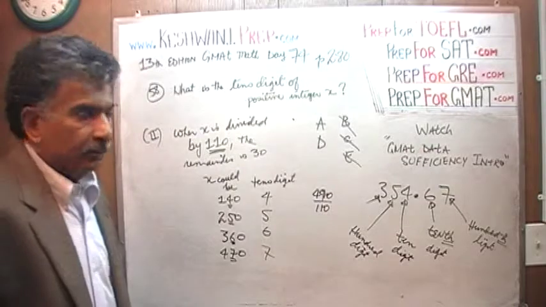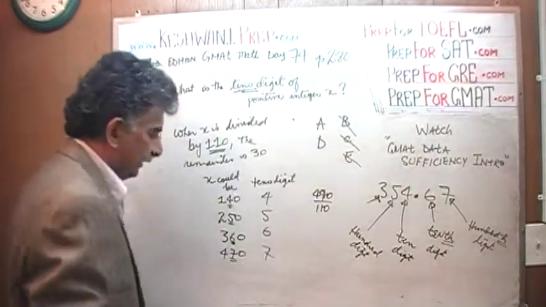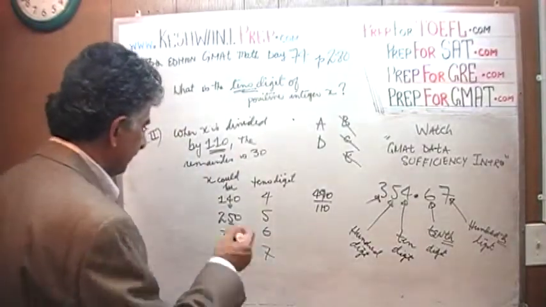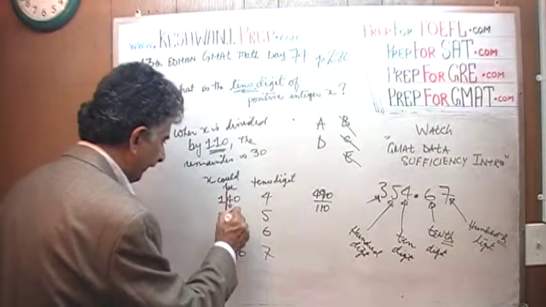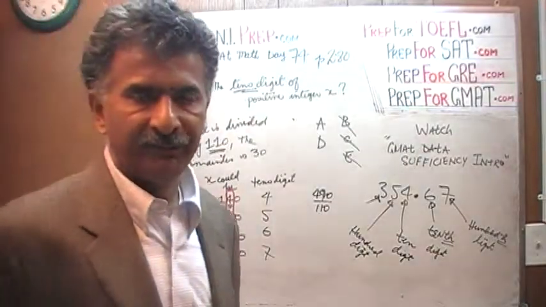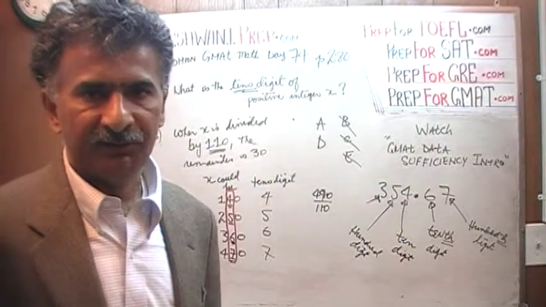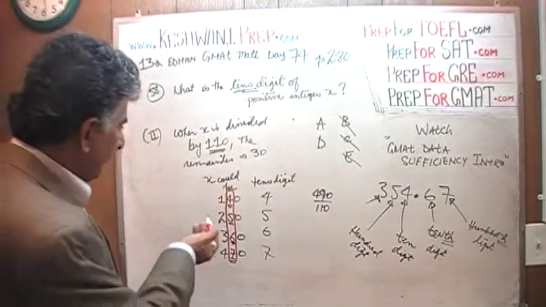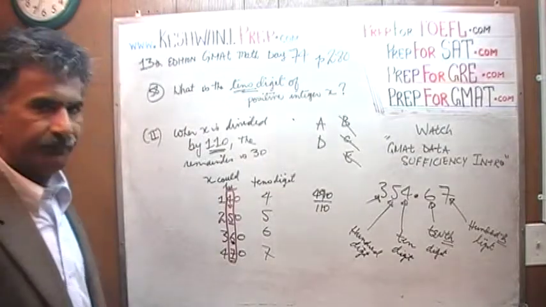So which one is it? The question is, what is the tens digit? The tens digit keeps changing depending on what x is. And since we do not know what x exactly is, obviously, if you knew the exact value of x, the problem would cease to exist, because there would be no point in asking the question, what's the tens digit? We'd be able to see immediately what it is. Since we don't know x, we can't really tell what the tens digit is. It could be 4, 5, 3, 6, it could be anything.